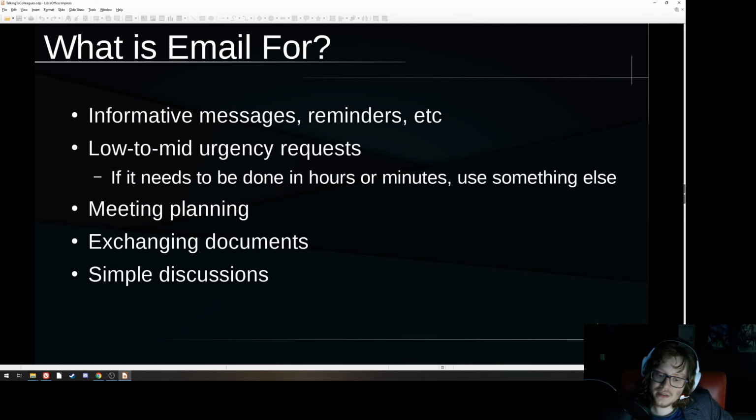Email is also still widely used for meeting planning. Most organizations have something that they use for meeting planning internally, but a lot of the time you're going to be meeting with people who are not from your organization. In that case, you need some way to set up meetings. Email is usually the way to do it.